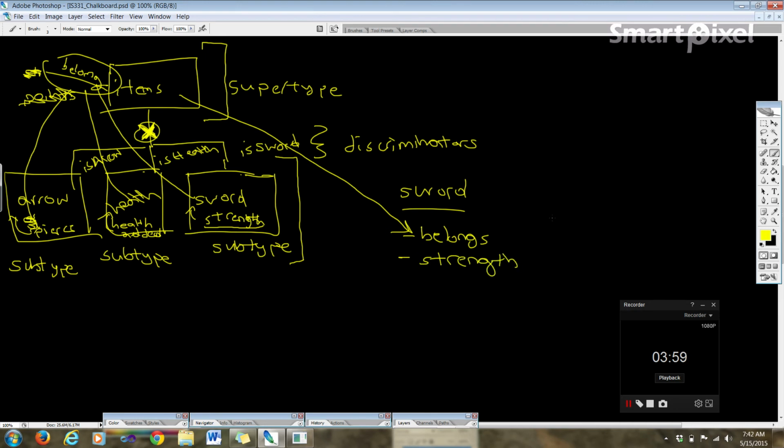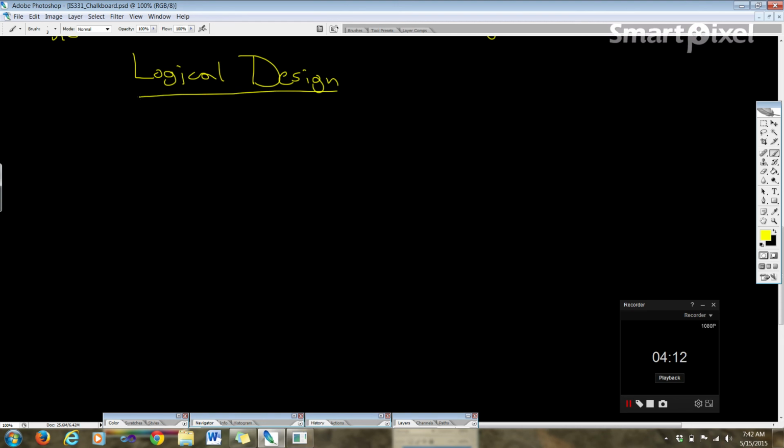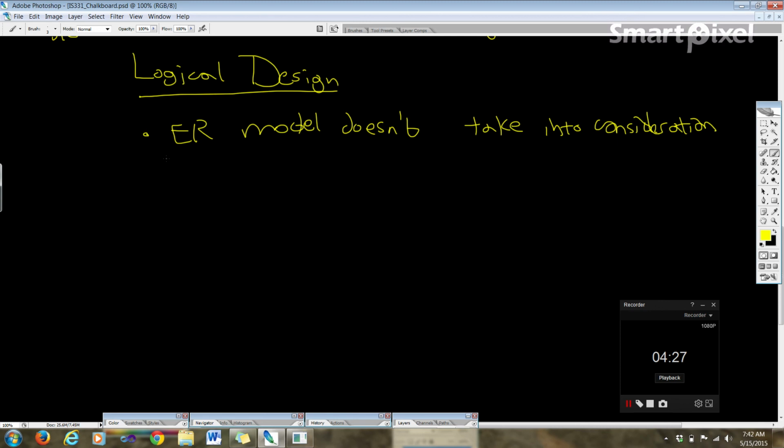Okay, now moving on. We're going to jump into logical design. So we're actually leaving the stage of conceptual design and we're moving to logical design. And you'll see how this is different. So basically, an ER model doesn't take into consideration any database related concepts.